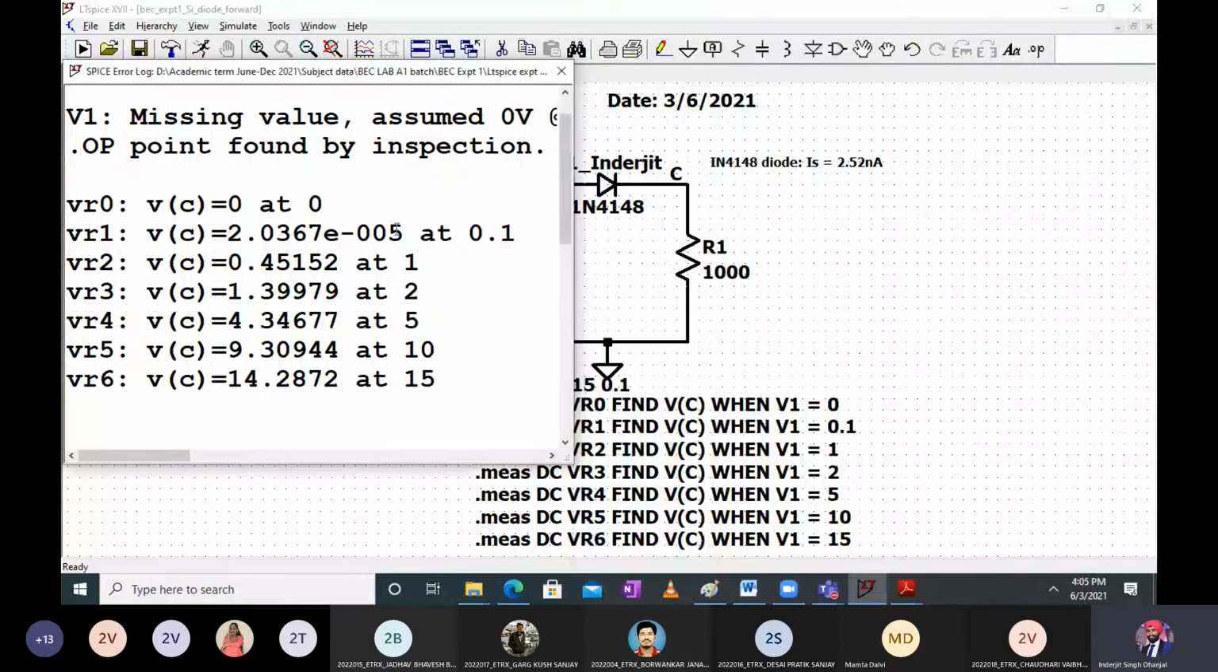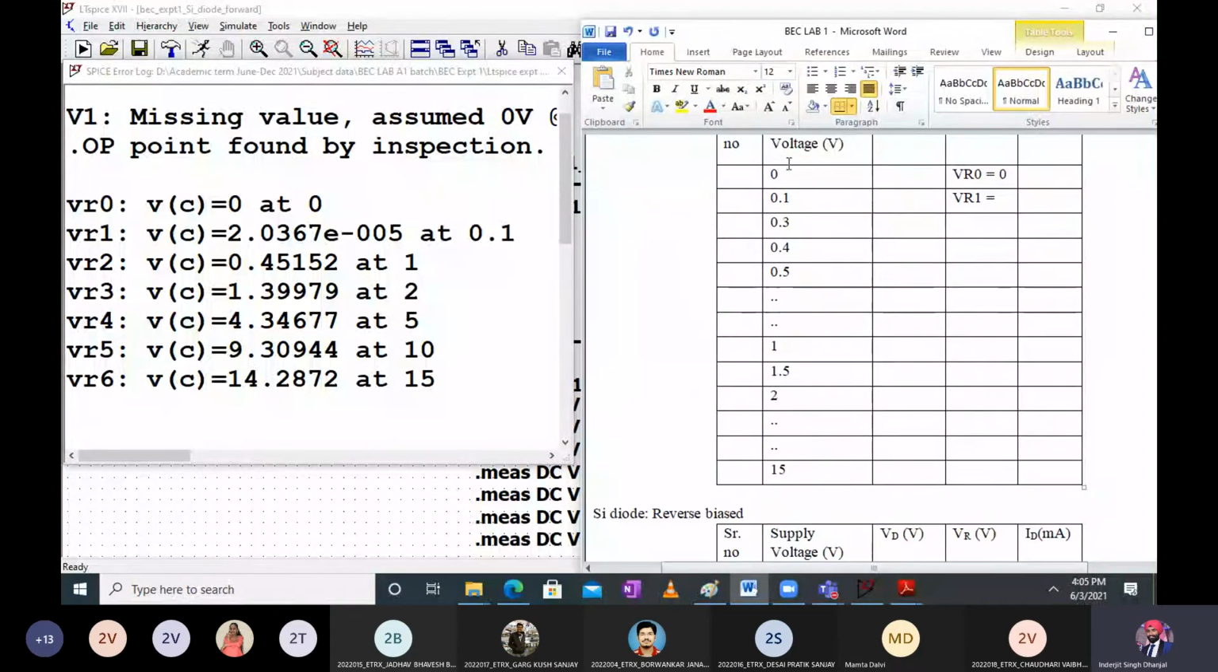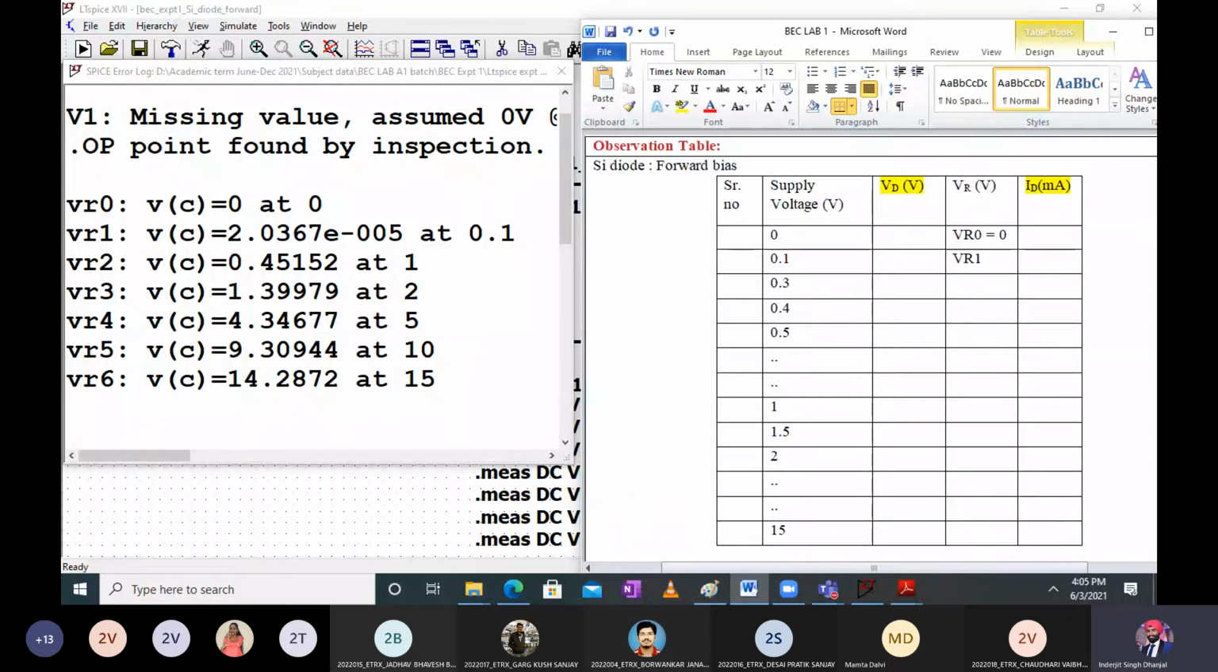But you don't have to do it this way. You will have to write a lot of statements because you have to follow this statement. From 0 to 1 volt, you have to strictly go in the steps of 0.1. So बहुत सारे statements आएंगे. Then from 1 to 2, you have to go 1 volt, 1.5 and 2 volt. Then 2 to 15, you can go in steps of 1. समझ में आया क्या बोल रहा हूँ? Did you understand what I'm telling you to do? Yes, sir. हाँ.